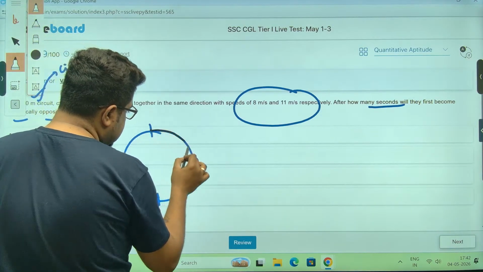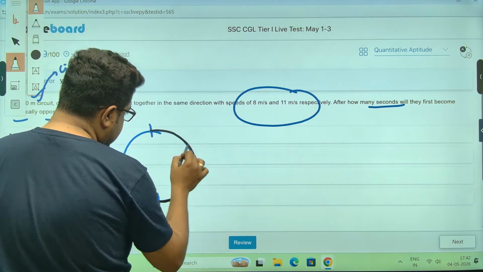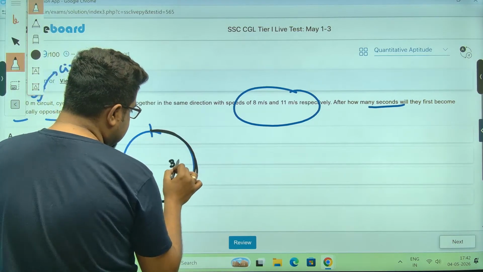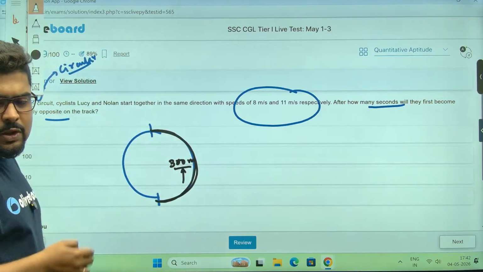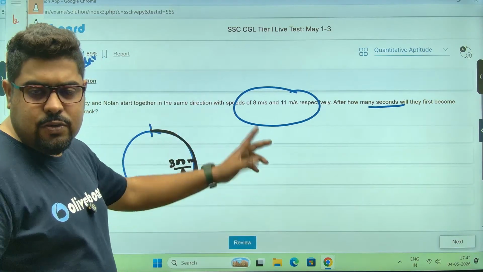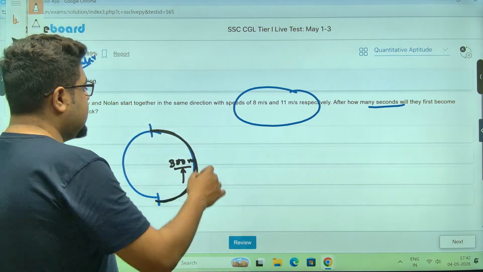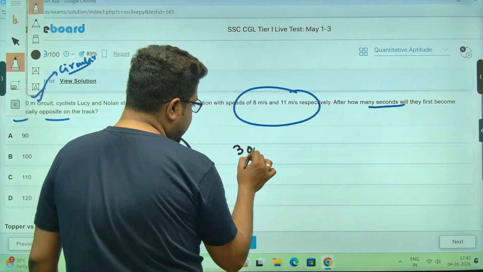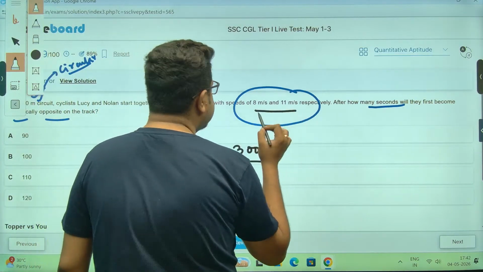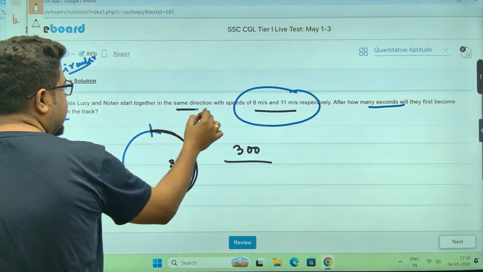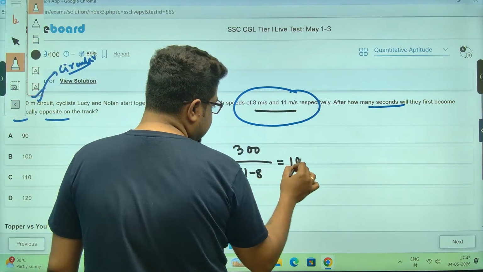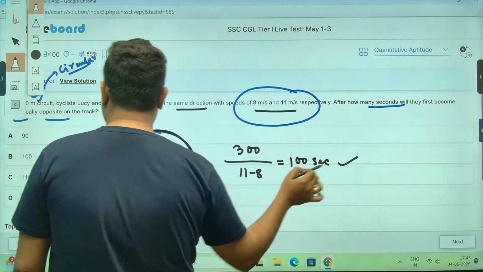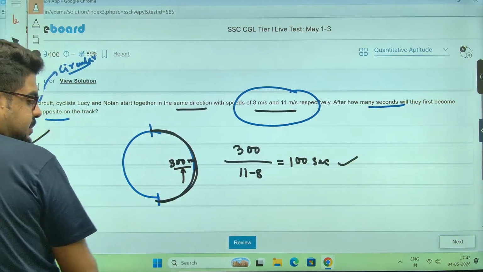Sir, the distance between them is not 600. It is like 300 meters only, just the half, because the track length becomes half, they need to move only half. So again, the time will be 300 distance by relative speed because they are moving in the same direction. So 11 minus 8. So this will be 100 seconds, sir. That's your answer, option number B.